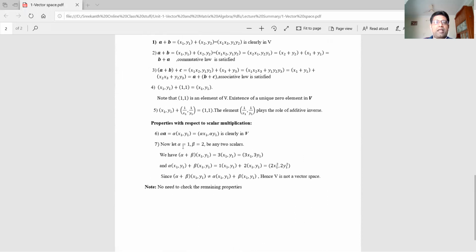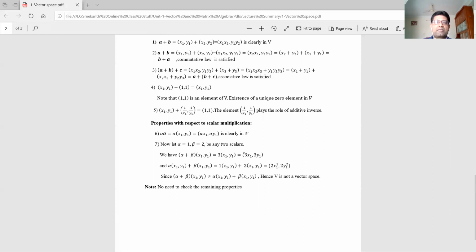Here I am choosing alpha is 1 and beta is 2. Then alpha plus beta into x1 comma y1, any random ordered pair. Alpha plus beta is 1 plus 2, which is 3. 3 into x1 y1 is 3x1 comma 3y1. That is the left hand side. Now coming to the right hand side. Alpha into x1 y1 plus beta into x1 y1. Alpha is 1, beta is 2. Now 1 into x1 is x1, 2 into x1 is 2x1. So with respect to the defined addition, I can write it as 2x1 squared, 2y1 squared.